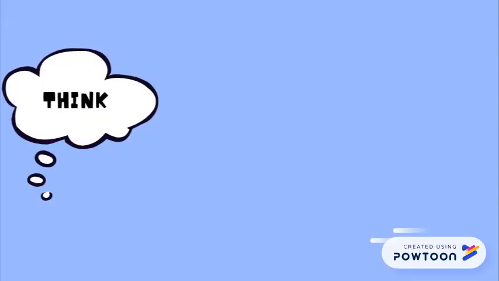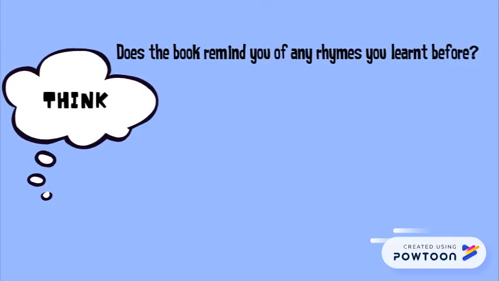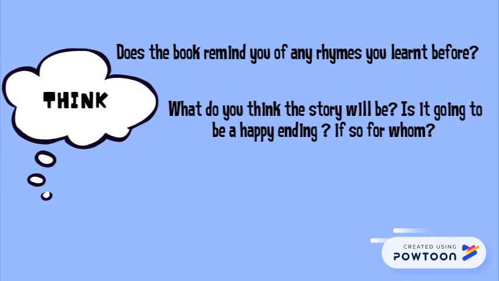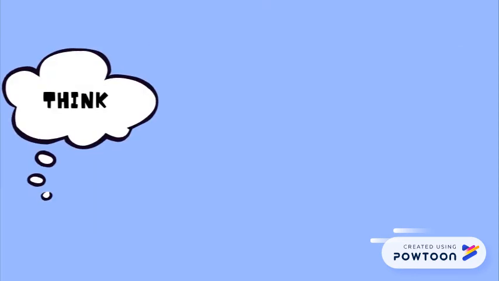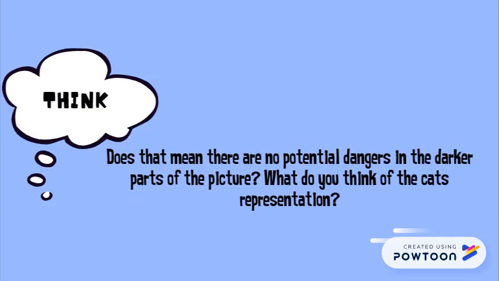As you move to the think aspect of the strategy, ask the students, does the book remind you of any rhymes you learned before? What do you think the story will be? Is it going to be a happy ending? Why do you think the pictures are illustrated in dark and light shades? What does the spotlighting in the picture tell us? Does that mean there are no potential dangers in the darker parts of the picture? What do you think of the cat's representation?